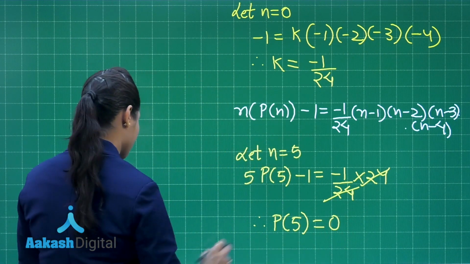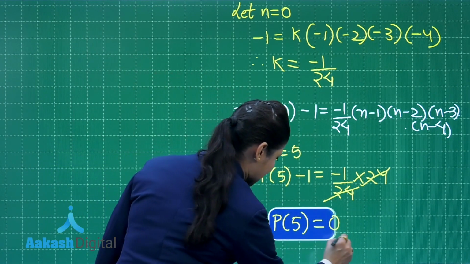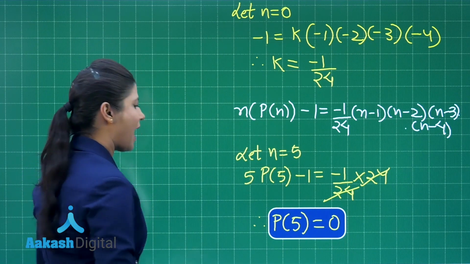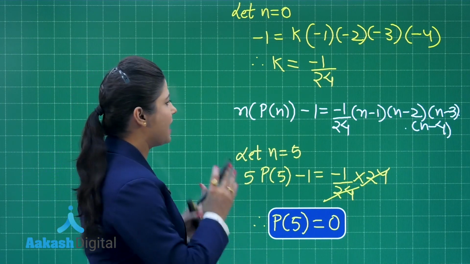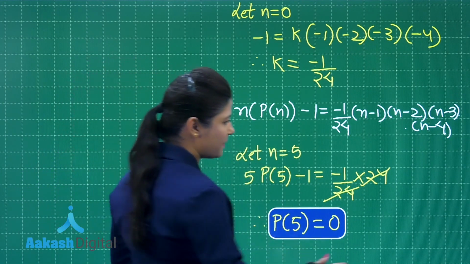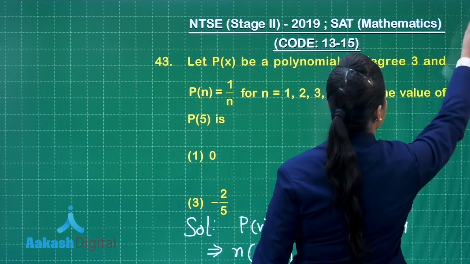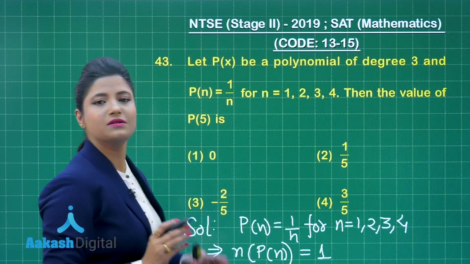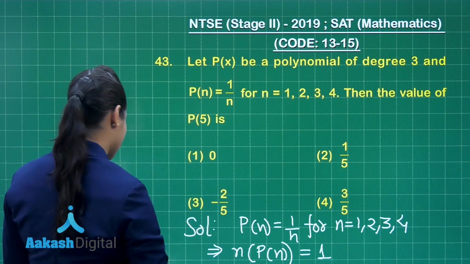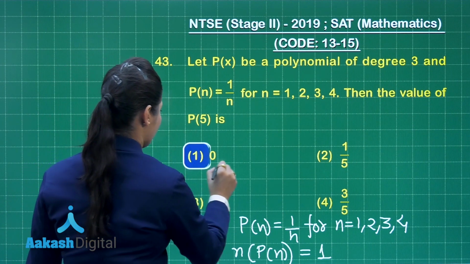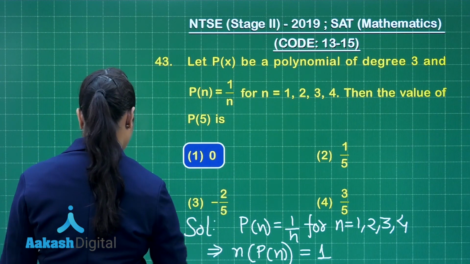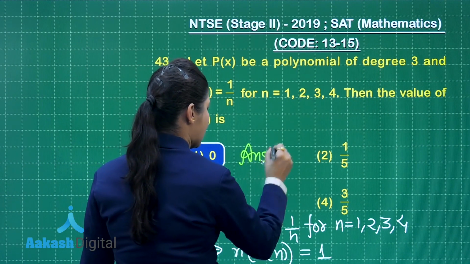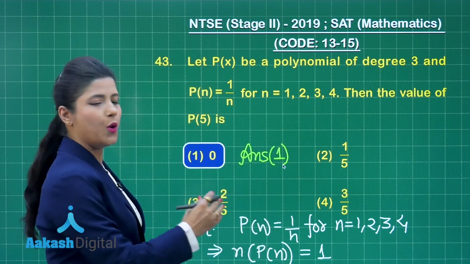That means, according to the given condition of the question, the correct answer will be 0 as the value of p of 5. I hope this question is clear to you. Let's get back to the options provided to us. Here, out of these 4 options, now you can clearly say that the value of p of 5 is in option number 1, that is 0. So, you can easily mark your answer as 1. I hope it is clear to you.